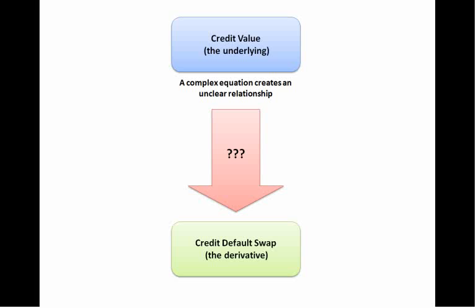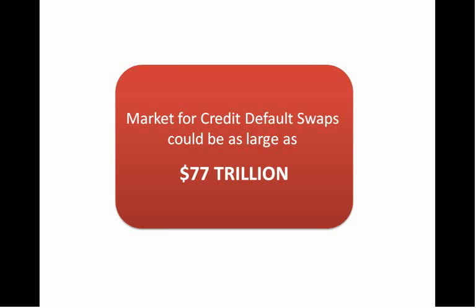Now, this wouldn't be a problem if the market for credit default swaps was small, but on the contrary, the market is huge. It could be as large as $77 trillion. That's a huge amount of money. In fact, it's larger than the GDP of most countries, including the United States. So that's really scary. If there's a lot of uncertainty about a market this large, you have a crisis of confidence. And that's exactly what's happened in the credit crisis.